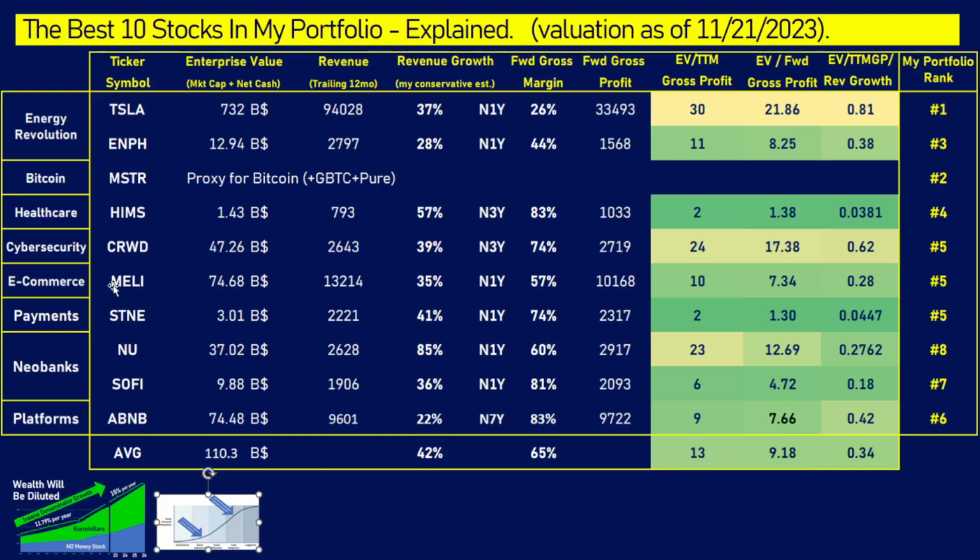Moving on to e-commerce, my favorite play in e-commerce is Mercado Libre. Mercado Libre is, quote unquote, the Amazon of Latin America. There's Amazon in Latin America, but they're not leading. Mercado Libre is leading. There's not much more to say about that.